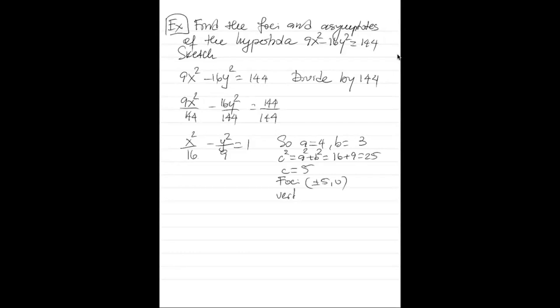The vertices are at plus minus 4 and 0, and the asymptotes. So y equals plus minus 3/4 x. So the equation was b over a, so 3 over 4 x. So we're ready to sketch this hyperbola.